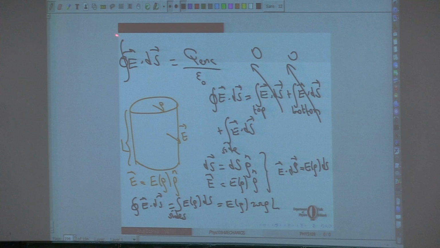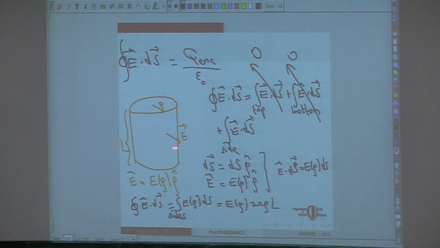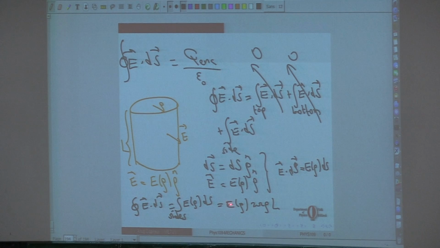I could evaluate E dot ds explicitly because it turned out that if I choose a cylinder, it depends only on rho, which is a constant on the cylinder. For any other surface for which rho changes as we move around the surface, we couldn't take E of rho out of this integration sign. That is why we had to choose a cylinder and not anything else.